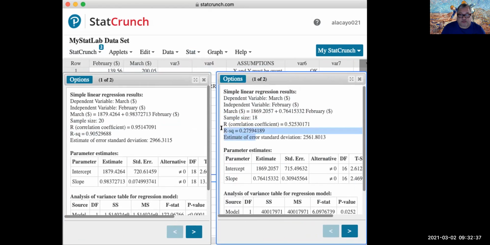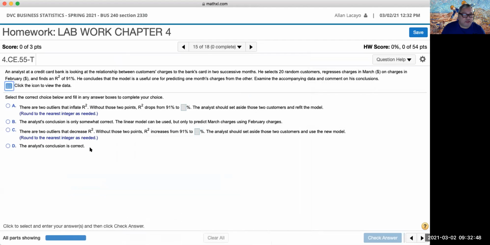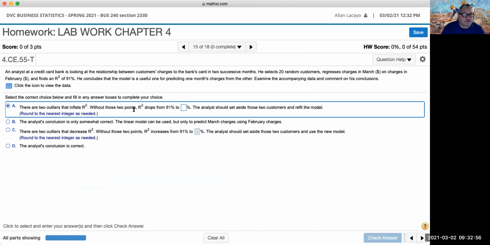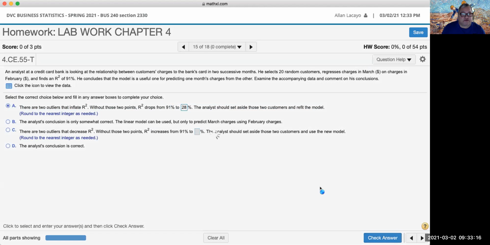So as a result, if we go back to the problem at hand, the best result is that there are two outliers, and that the two outliers inflate our R-square. Without those two data points, the R-square goes from X explaining 91% of the variability of Y, February explaining 91% of March, to February only explaining 28% of March.